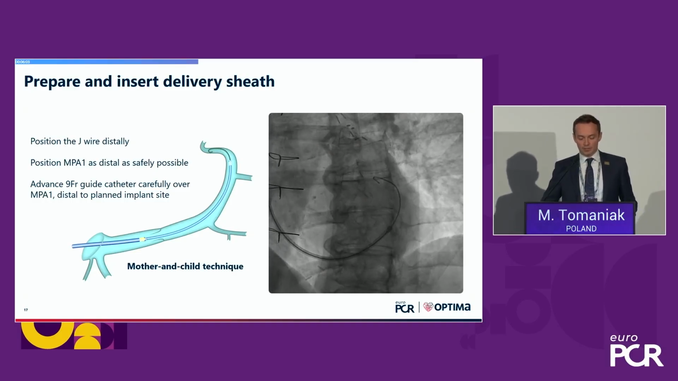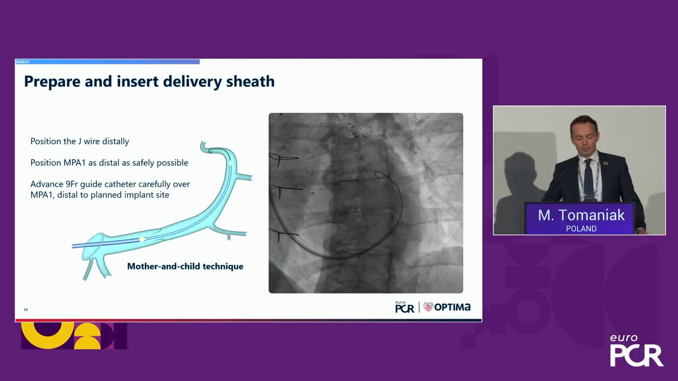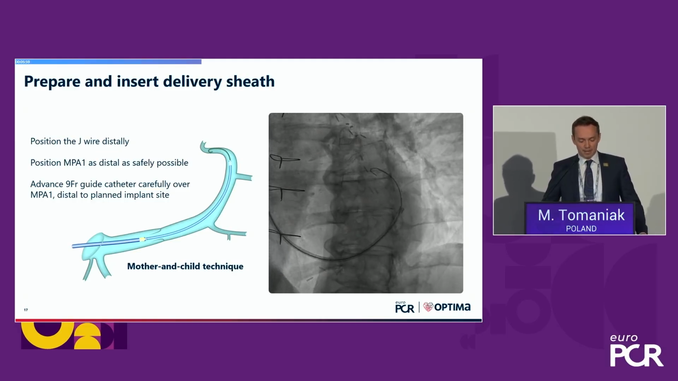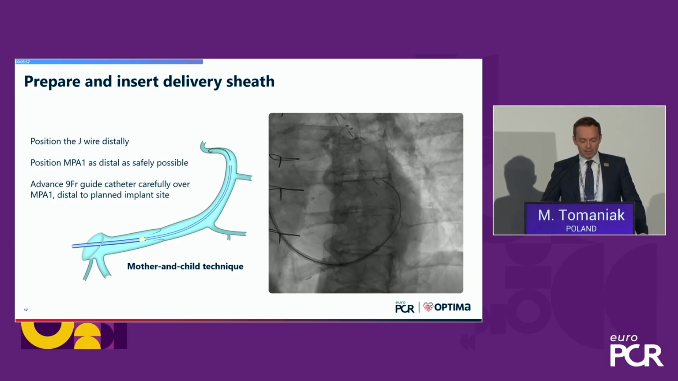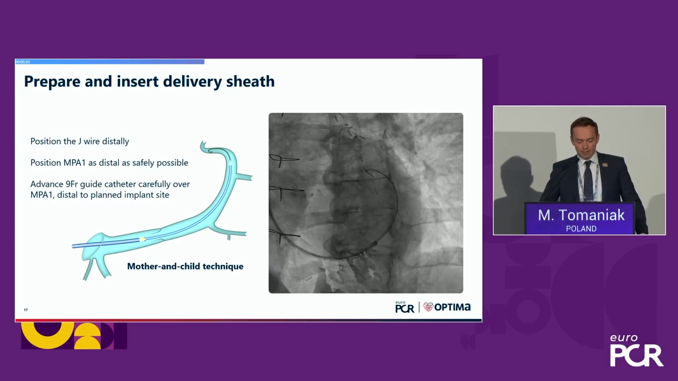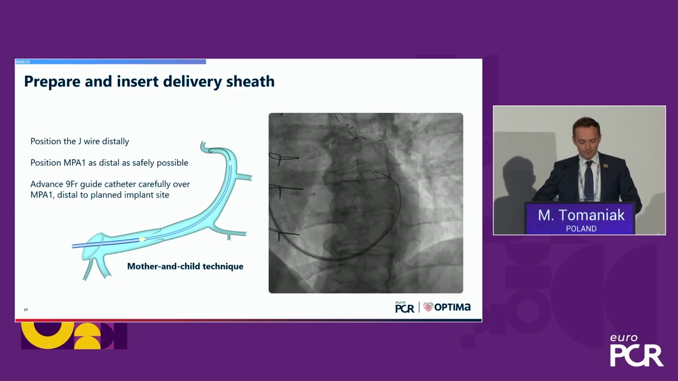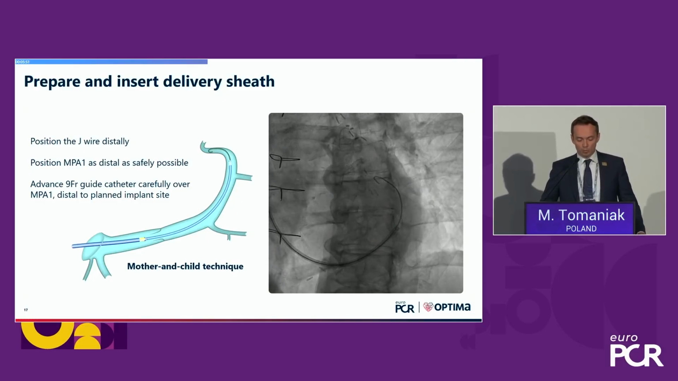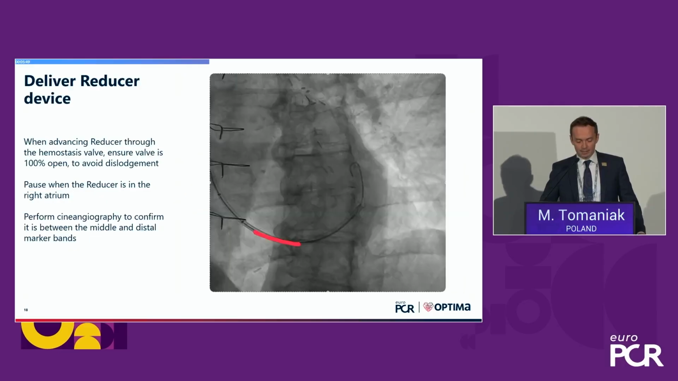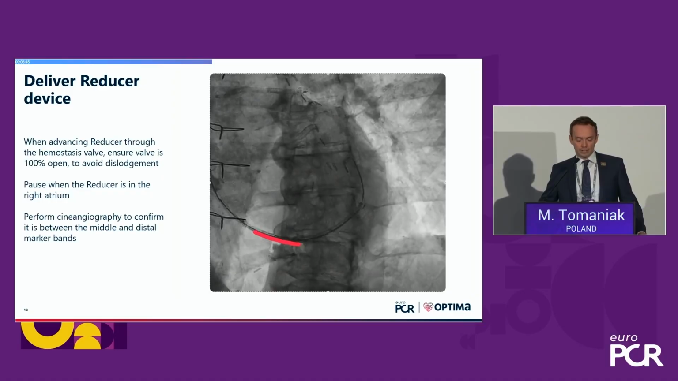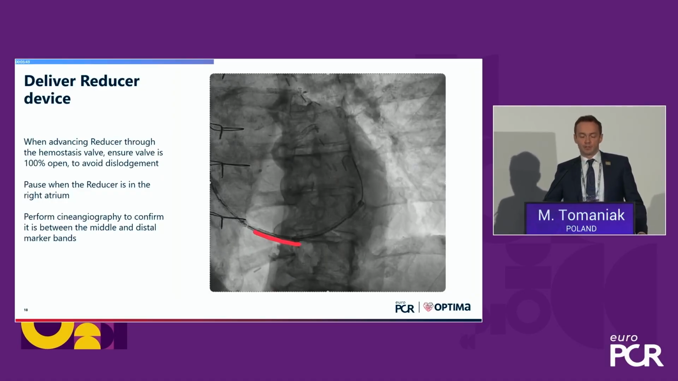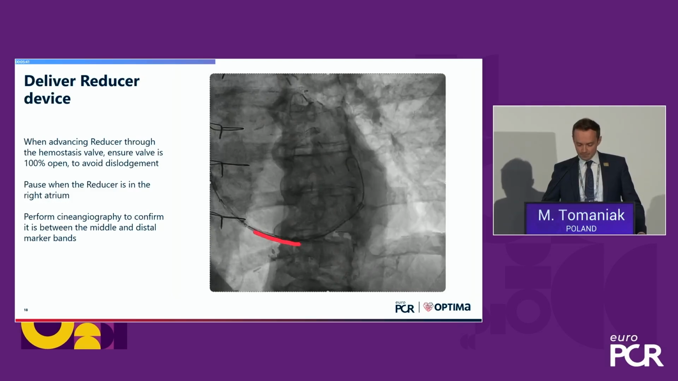Here, the so-called mother and child technique. So with the J-wire distally, I position the MPA as distally as safely possible and advance a 9 French guide catheter carefully over the MPA. I want to be distal to the implant site. It's good when I'm already there, I can proceed with advancing the delivery system of the reducer.